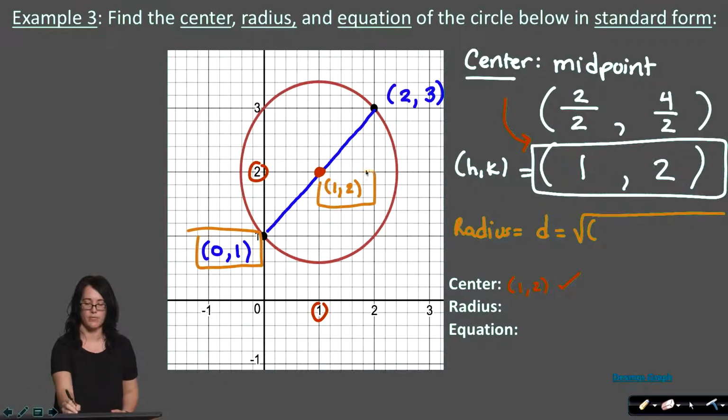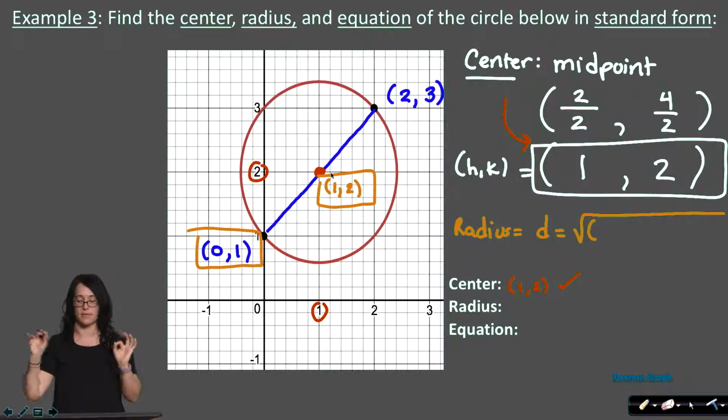Maybe you choose 2, 3. You can pick which 2 points you're going to find the distance between. I'm going to choose these 2 points, 1, 2, and 0, 1. So then I take x2 minus x1. 1 minus 0 is just 1, and it gets squared. Then I take y2 minus y1, so 2 minus 1. 2 minus 1 is just 1, and I square it.